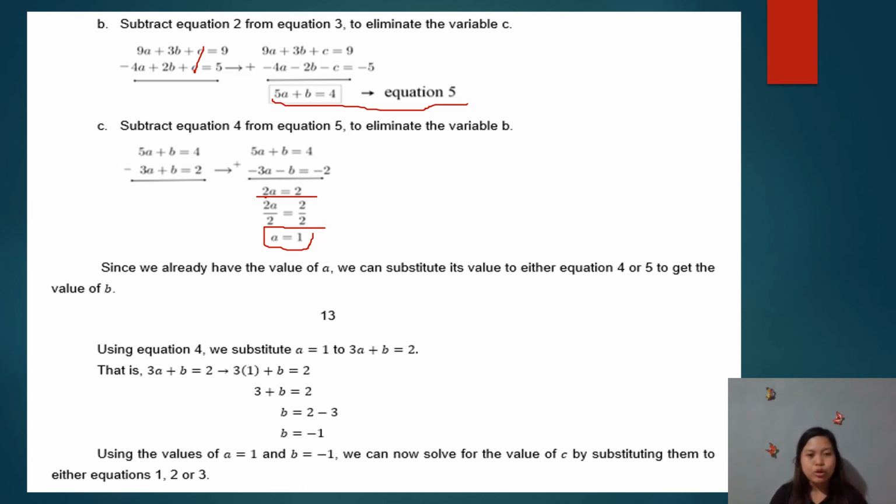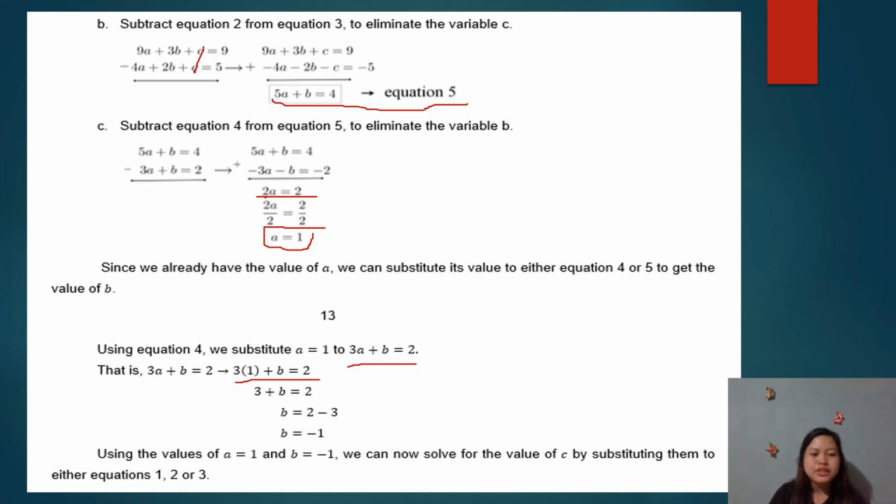Depende na sa ato. So, siguro murag masayon raman si equation 4. So, dito nato siya i-substitute. Pwede sad sa 5. Pwede sad sa 4. Depende ra sa ato. So, we substitute a is equal to 1 to 3a plus b equals 2. So, equation 4 niha. So, that is 3 times 1, that's 3, plus b equals 2. So, 3 plus b equals 2.